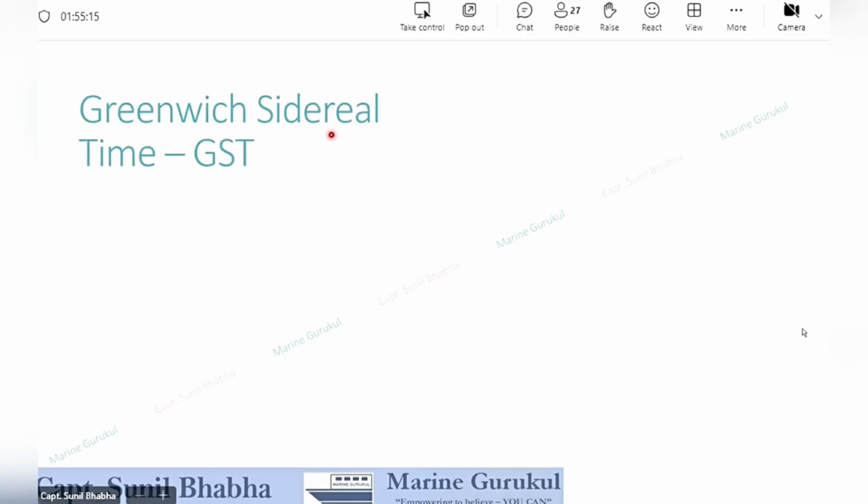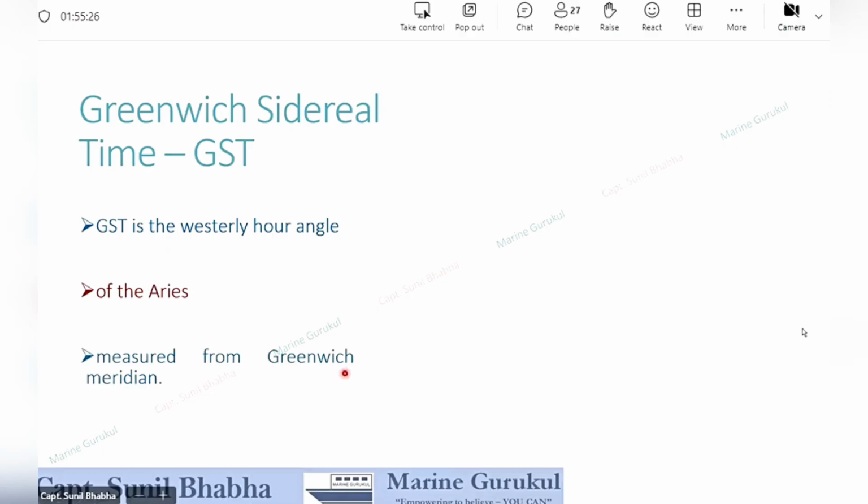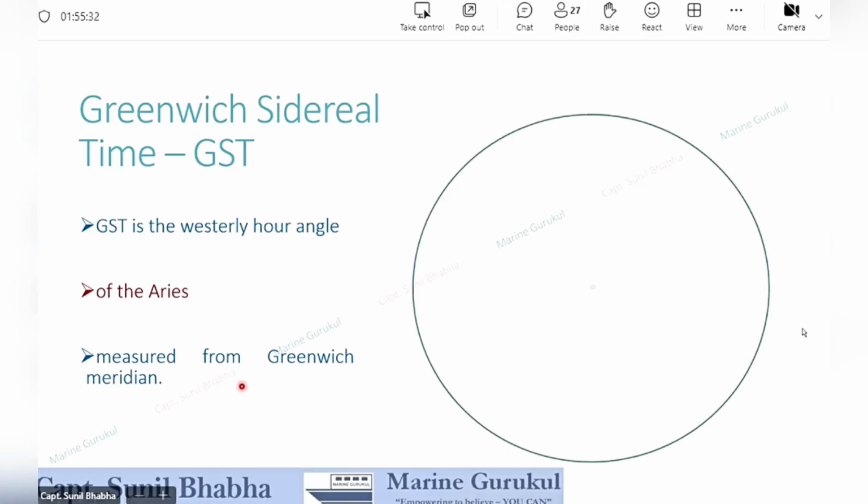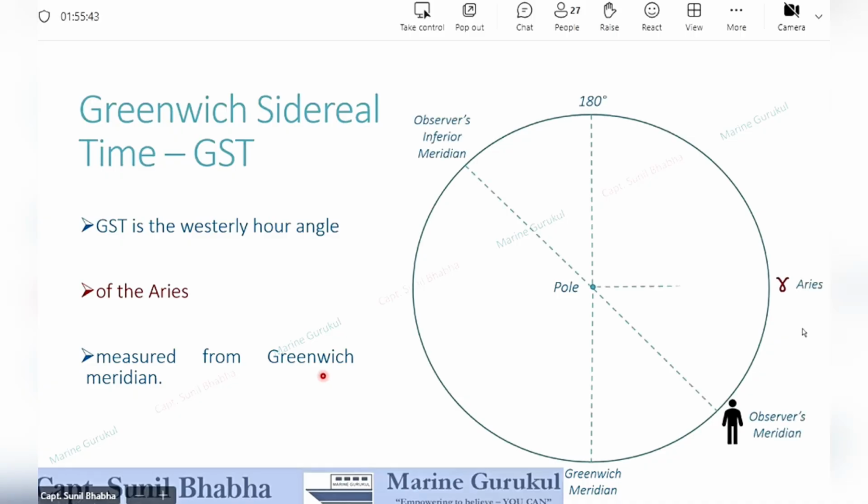Now moving on to the Greenwich sidereal time, or GST. Greenwich sidereal time, or GST, is the westerly hour angle of the first point of Aries measured from the Greenwich meridian. So very similar to LST, the only difference is the starting point instead of the observer's meridian now is the Greenwich meridian. So we have the same diagram coming up. You have the westerly direction marked clockwise. Now this particular red color angle which you see is the Greenwich sidereal time.